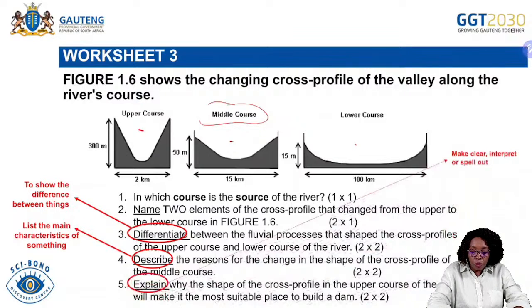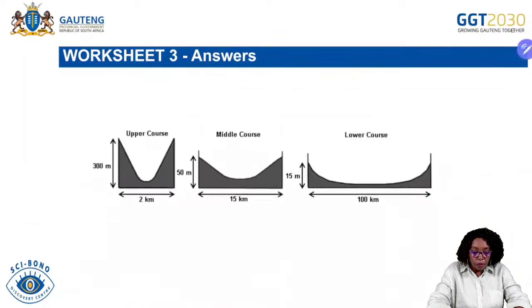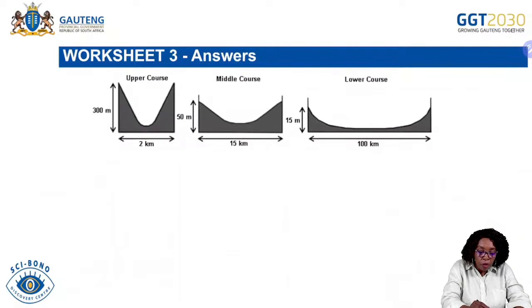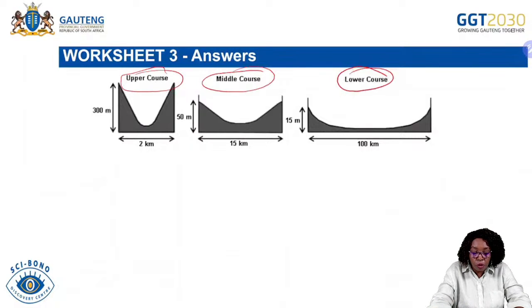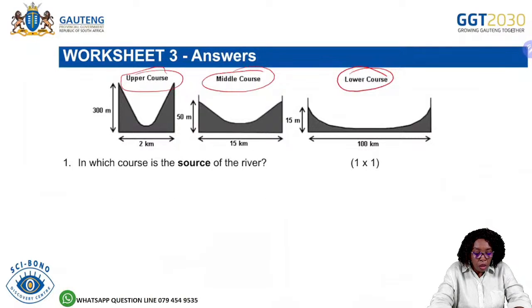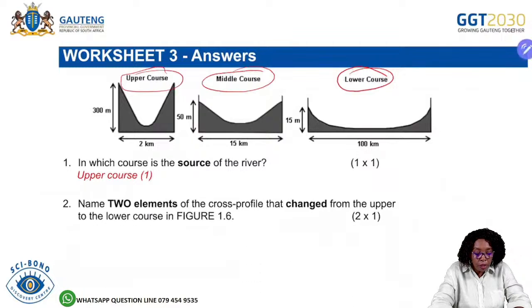Okay, boys and girls, let's look at the answers to these questions. Right, you've got your 3 cross profiles there, your upper course, middle course, and the lower course. All right. Then in which course is the source of the river? So for 1 mark, the answer is the upper course. Okay, we have explained that.